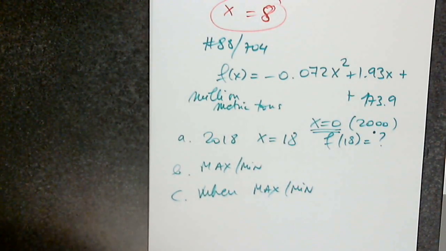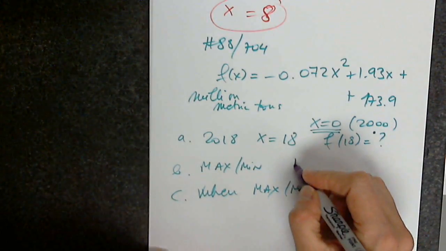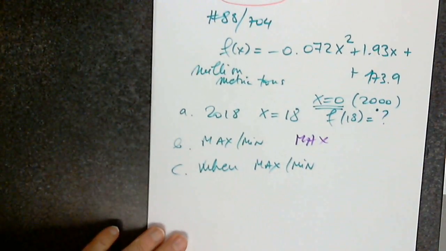Okay, what about, is this function going to have a max or a min? Or does it have a max or a min? The leading coefficient tells us. The leading coefficient is negative. Maximum indeed. How do I find the maximum?